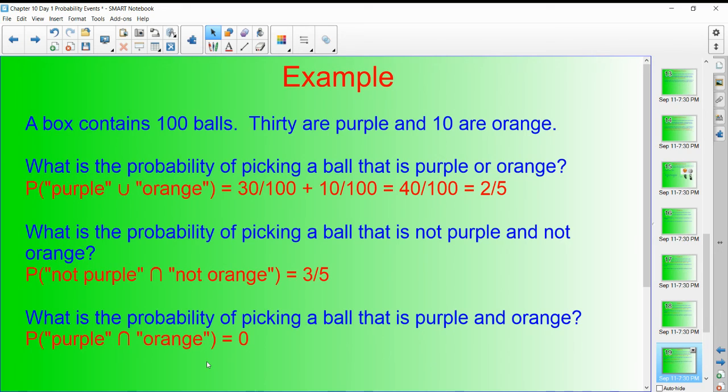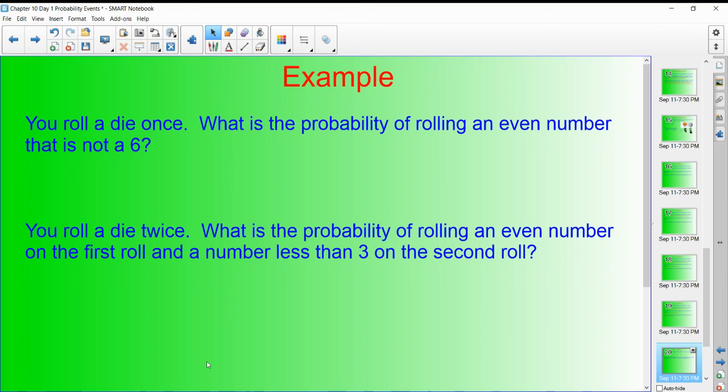Okay, sometimes there will be overlap. In this case, I should have definitely said that the balls are each only one color, and that would have clarified. More examples for you to try out. Show yourself that you can get these correct.